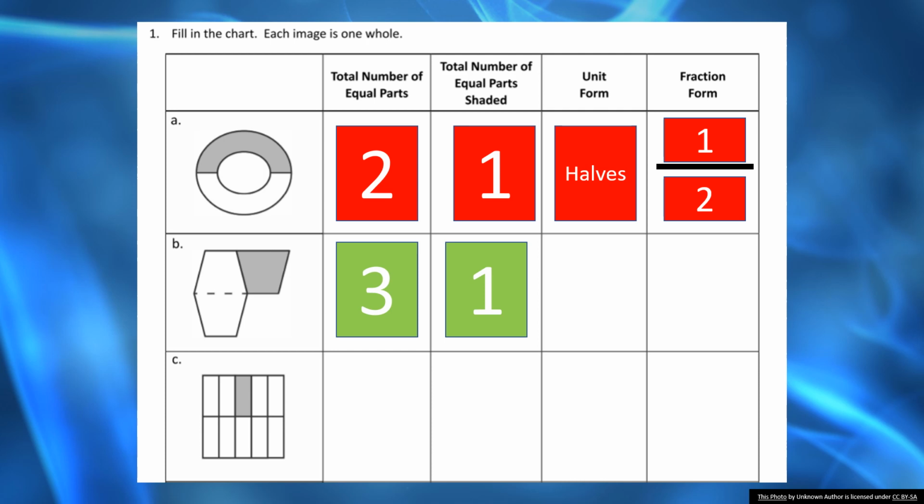Now, what's our unit form? Since this shape is made up of 3 equal pieces, then the fraction that we're working with for the figure in letter B is thirds, because it's made of 3 equal parts. So we're working with thirds. Now we have to write down the fraction form of what is shaded. So again, how many pieces are shaded? 1. 1 out of how many pieces? 3. So our fraction form of the figure for letter B is 1/3. Now go ahead and pause your video to make sure that you have all of the correct information written for letter B.